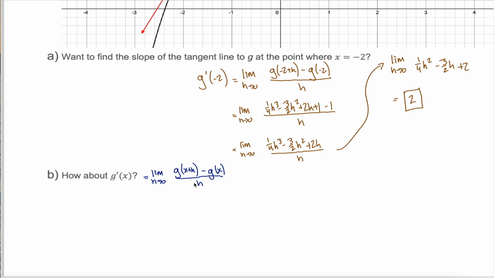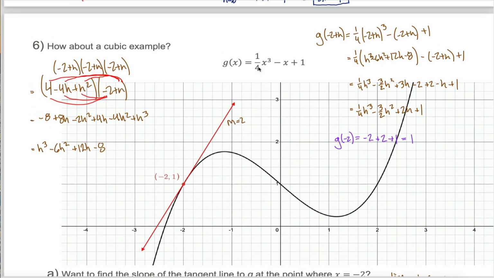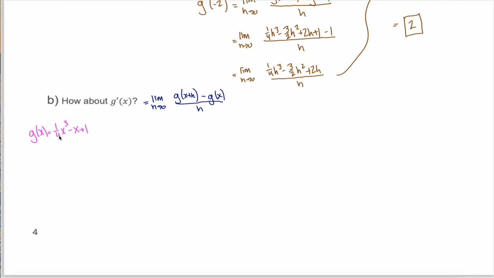In order to figure out this mess, I need to know what comes out of this equation when I put x plus h into it. So that I don't have to keep scrolling up, I'll copy the equation g of x, which is 1/4 x cubed minus x plus 1, and use that to figure out g of x plus h. Copy exactly what you see in pink, but change all the x's into x plus h's. 1/4 (x plus h) cubed minus (x plus h) plus 1.